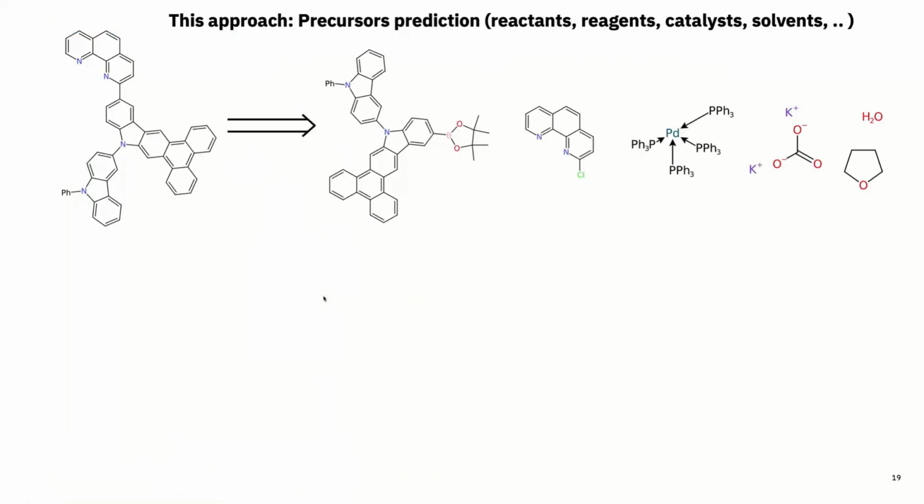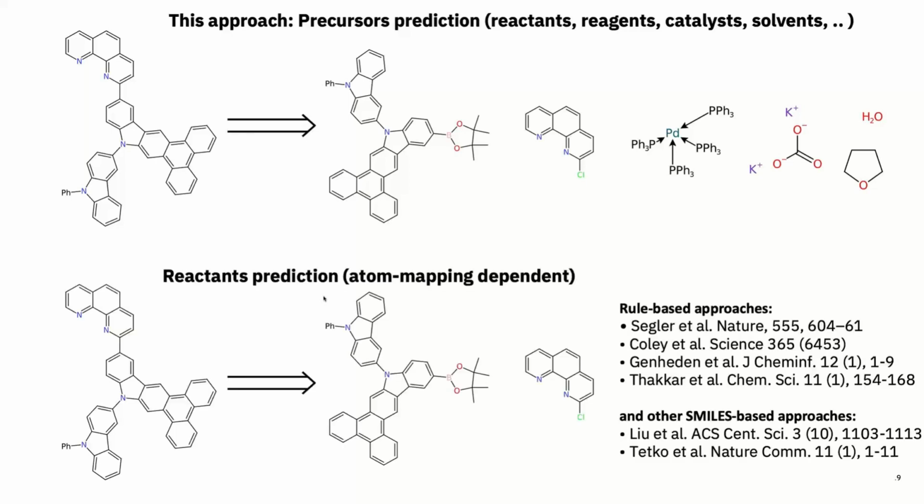What is different in our approach compared to common literature approaches is that we predict not only the reactants, but also the reagents, catalysts, and solvents, what we call precursors prediction, if you compare to what is done in other studies currently. We mainly did this because we wanted to be fully atom-mapping independent and let our model generate as much information as possible.